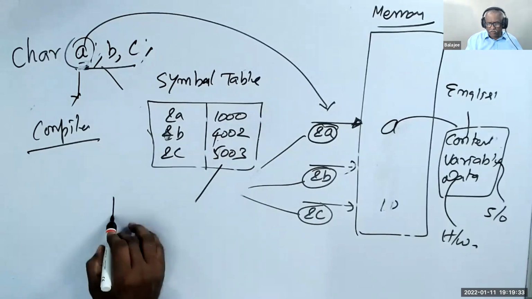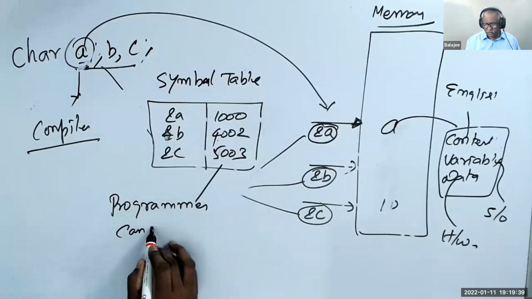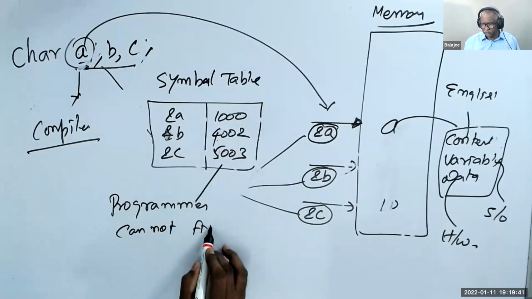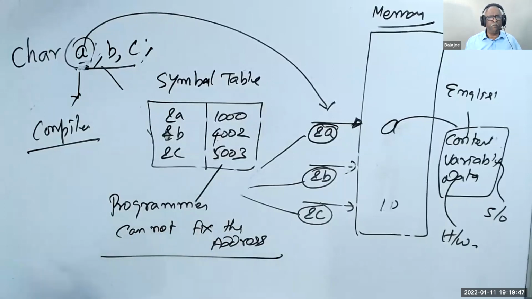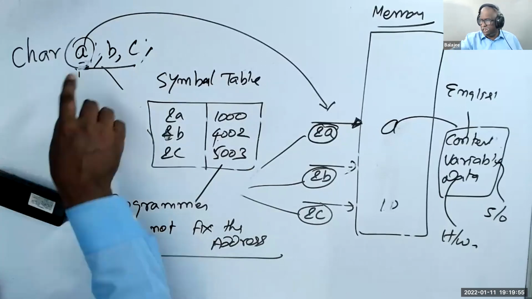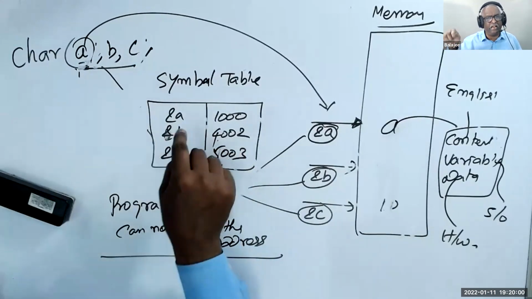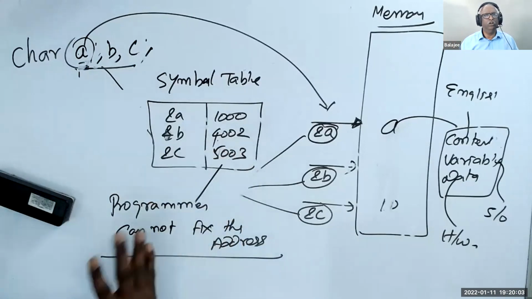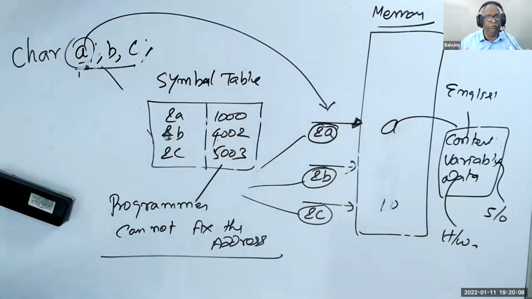Programmer, please understand, the programmer cannot fix the address. Please understand. It's very, very important for us. If you don't understand, ask me once again. That means that when you declare a variable, a location is allocated in memory. The address of the location is allocated by the compiler, over which you do not have control. You cannot say that I want to write on that location. That is not possible. Do you agree?